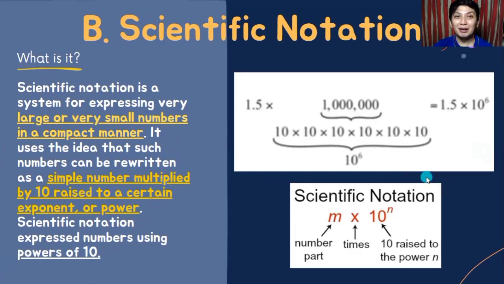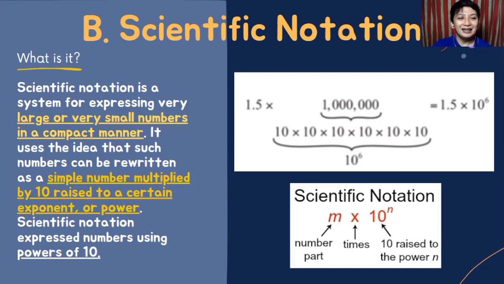And the next important thing for us to measure matter is all about scientific notation. So scientific notation is very important when it comes to dealing with numbers, specifically because we need to be precise and accurate at the same time. So what is it? Scientific notation is a system of expressing very large or very small numbers in a compact manner. So meaning to say, we're going to make it in a smaller scale. Not totally scale, but it's like you are making a bonsai. From a bigger tree, you're going to make it little. So when it is a very small or very big number, we're going to compact it. We are going to compress it.